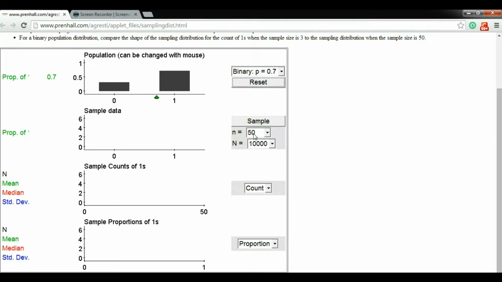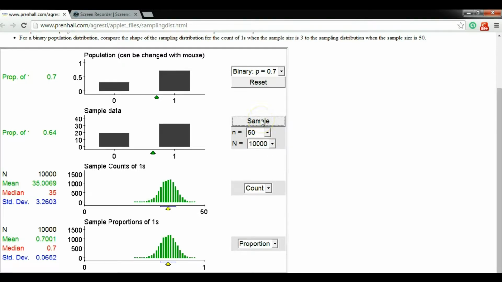I want my sampling distribution to come out so that I could use a normal model. So that means that np and nq should both be at least 10. 70% of 50 is 35, and 30% of 50 is 15. So we should be fine. And I'm going to take 10,000 samples of 50.